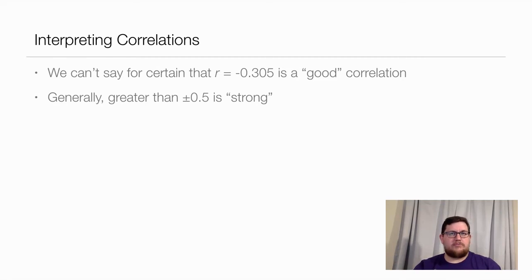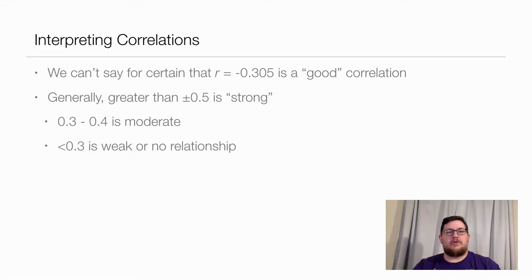Generally, greater than positive or negative 0.5 is considered a strong correlation. 0.3 to 0.4 is kind of a moderate relationship. Less than 0.3 is a weak or no relationship. But again, it sort of depends. Once we account for other variables, that correlation could increase. I'm not going to show you how to do that now because there are better ways to do that without going through the correlation. But correlation is really useful in a bivariate context with two variables.